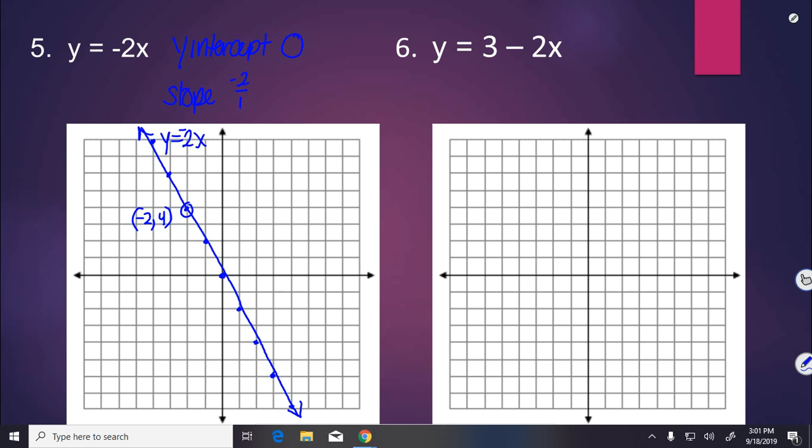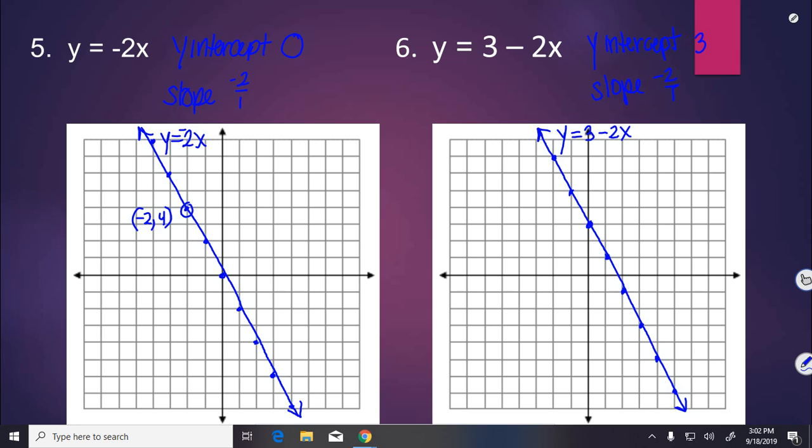All right, so number 6, once again, this looks a little bit different, but keep in mind the number that is not attached to the variable is always the y-intercept. So in this case, the y-intercept is positive 3, but the slope is still negative 2. So we're going to write it as negative 2 over 1. So this time we start at positive 3, and we go down 2, right 1, down 2, right 1, down 2, right 1, down 2, right 1, and so on. Or up 2 and left 1, up 2 and left 1. Draw your line straight through those points. Arrows on both ends. Label with the function rule.